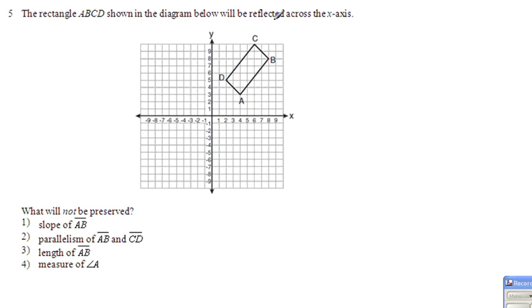All right, number 5. Here we have, if this diagram below is reflected across the x-axis, that means this image will be located around here somewhere. Now, what will not be preserved? Let's look at slope AB. If AB was like this, then if you reflect it about the x-axis, since it was 3 units, I'm going to go for 3 units. 1, 2, 3. Here we have 8 units, so we're going to go down by 8 units, right here.